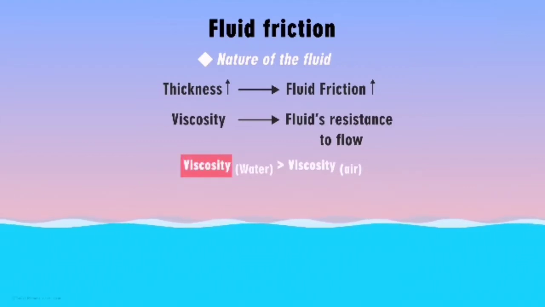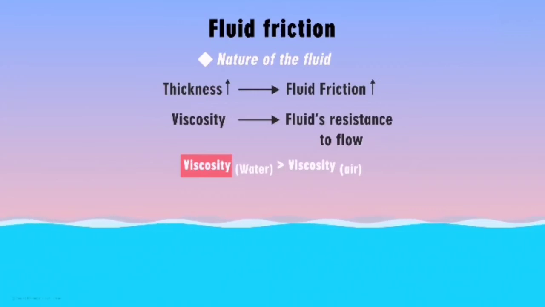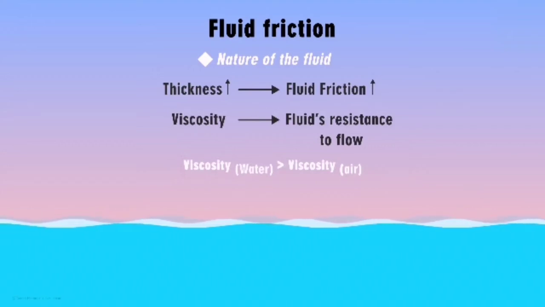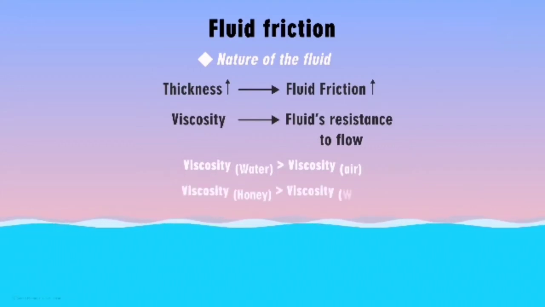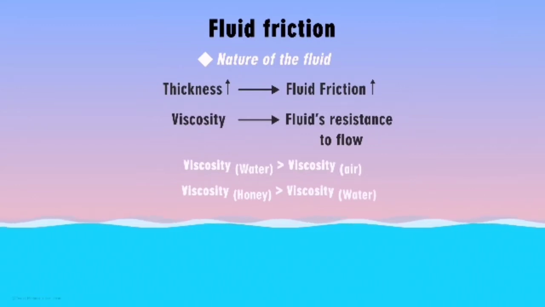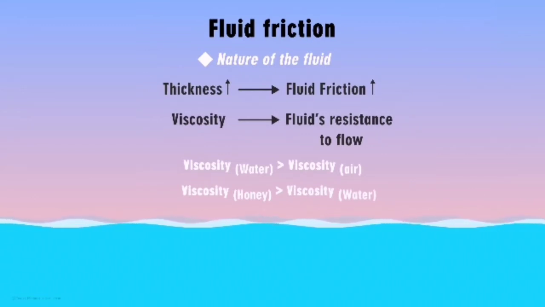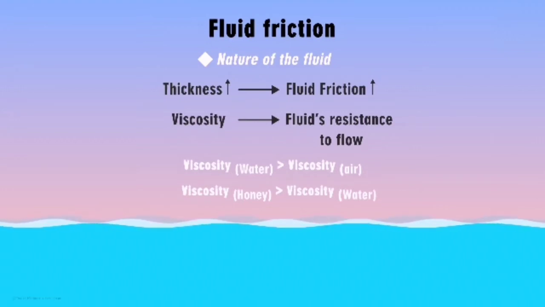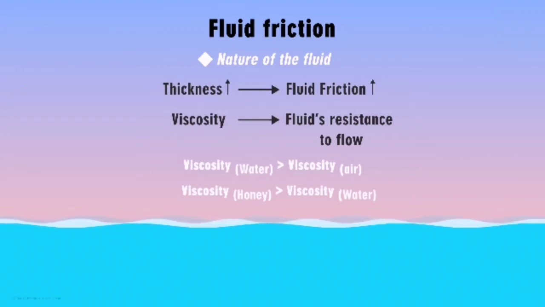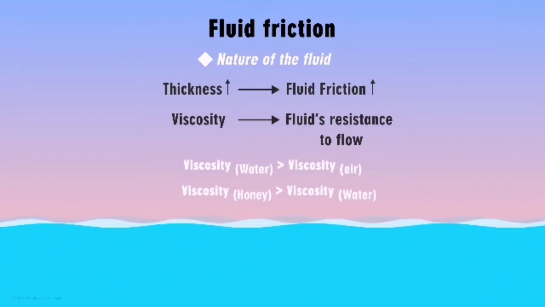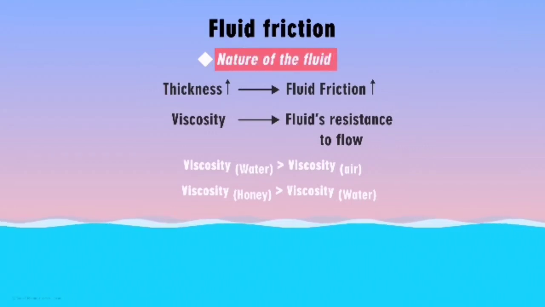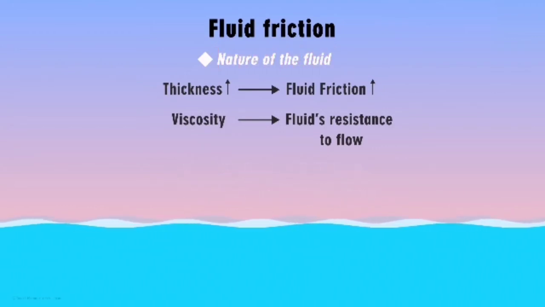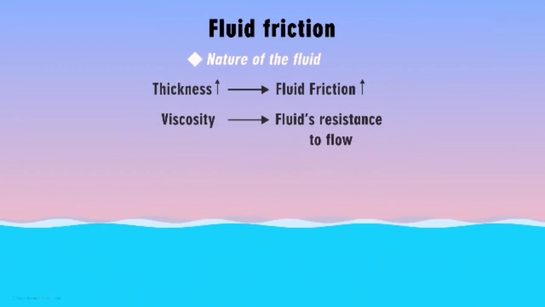Higher the viscosity, more will be the resistance offered by that fluid. Honey is more viscous than water, which is why it offers more friction than water. That was the first factor affecting fluid friction, the nature of the fluid. Can you think of any other factor?